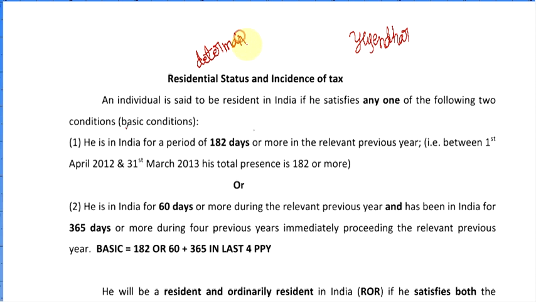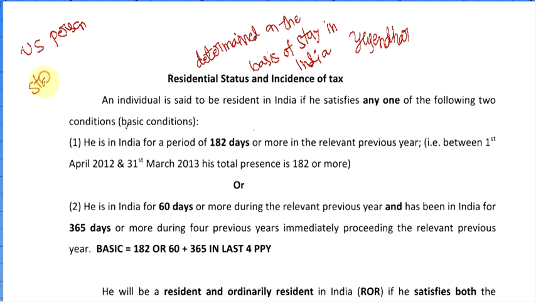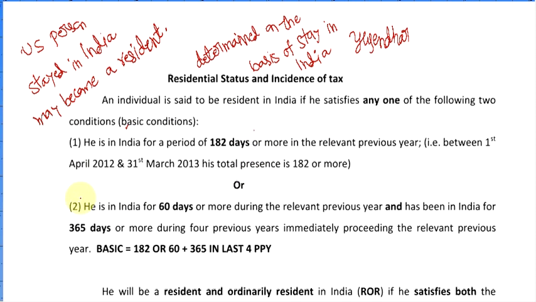The residential status is determined on the basis of stay in India. For example, if a US person comes to India and stays in India, he may become a resident. In the same sense, an Indian citizen who stays somewhere abroad may become a non-resident. So the residential status is very important.